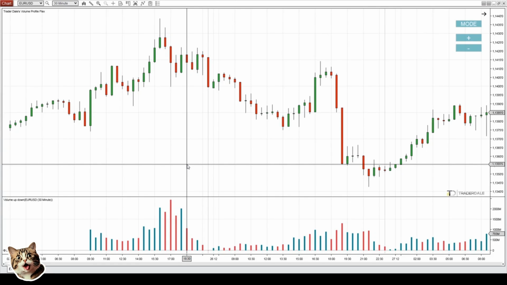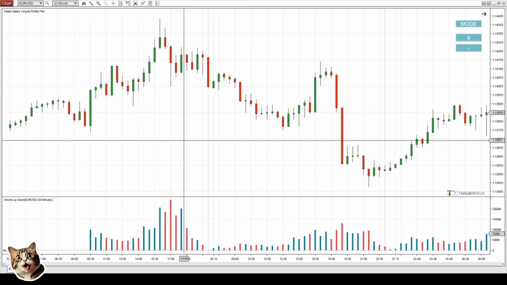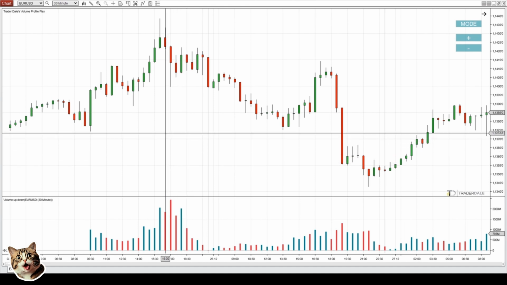So now I'm going to go through the chart and show you the volume up-down setup. I'll do it on Euro, and for those who are trading futures, I'll also do it on the ES. And first, let me show you how you can set up the volume up-down indicator.